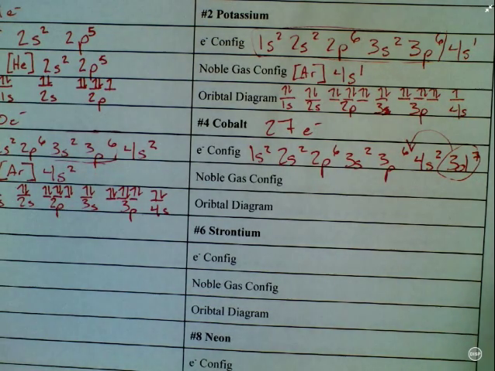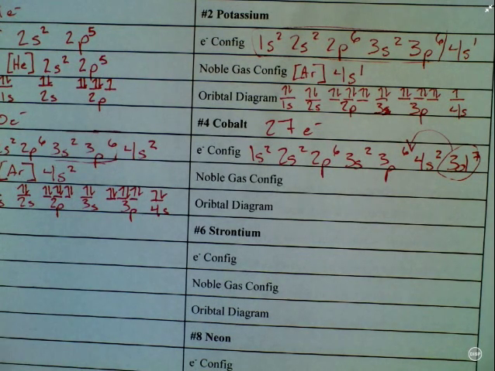Julia? Does that mean that after 3d would come 4d? Not 4d, it'd be 4p. 4p, yes. 4p would be after 3d. Then 5s, then 4d, then back to 5p.